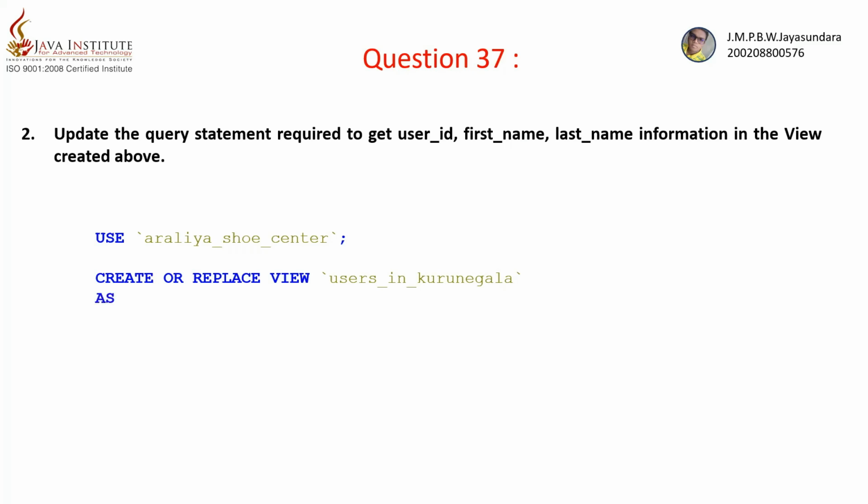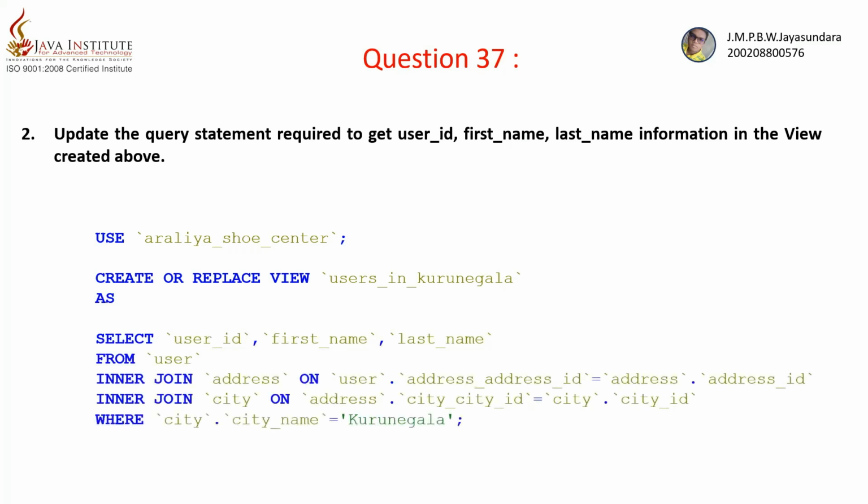After that we have used the as keyword to insert the query and we have said select user ID, first name column and last name column from user table. Then we have joined address table using user table's address id column and address table's address id column. Then we have joined city table using address table's city id column and city table's city id column. Then we have inserted the condition as city table's city name must be equal to Kurunegala.